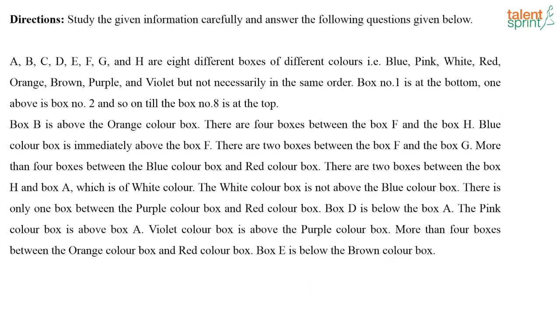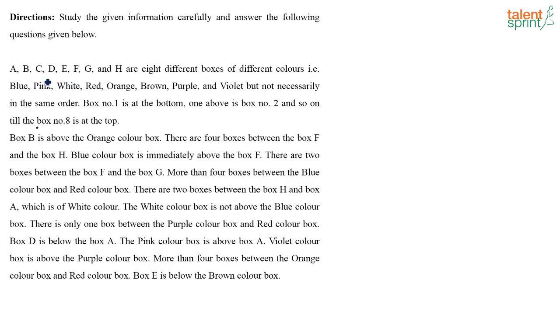Yes. So this was the arrangement that a lot of you were talking about. So now try out this one. So what is given here? There are 8 different boxes of different colors, not necessarily in the same order. Box 1 is at the bottom, then you have 2, 3, 4 until 8 on the top. Then what is given here? Box B is above the orange colored box.